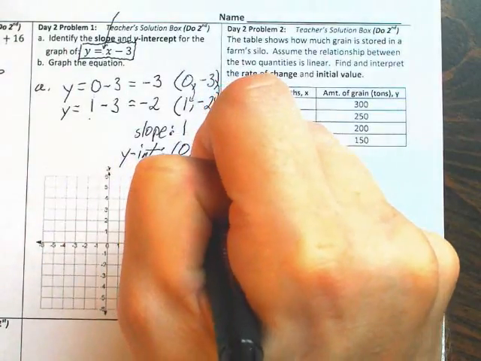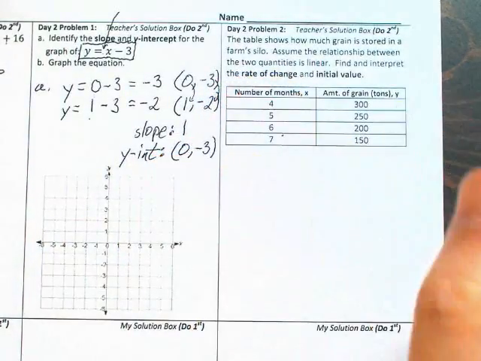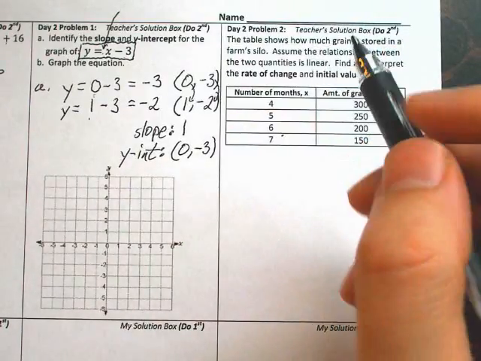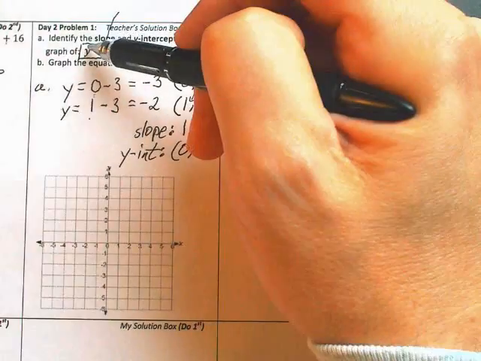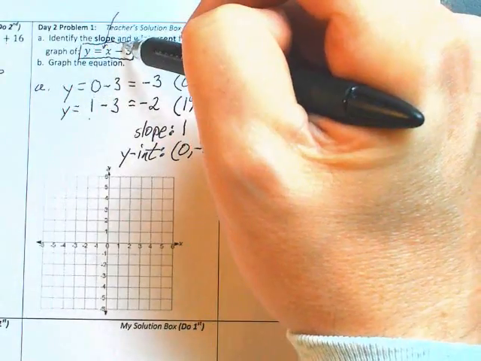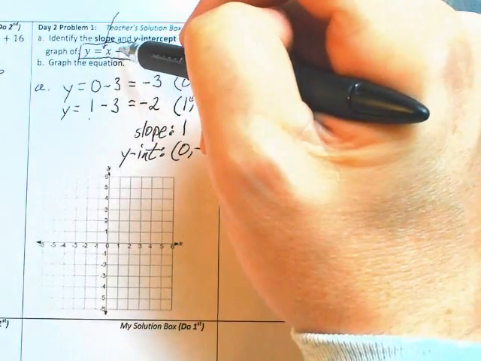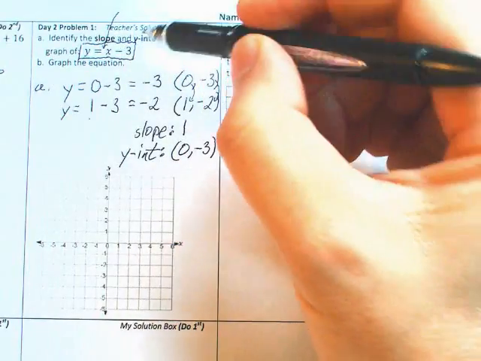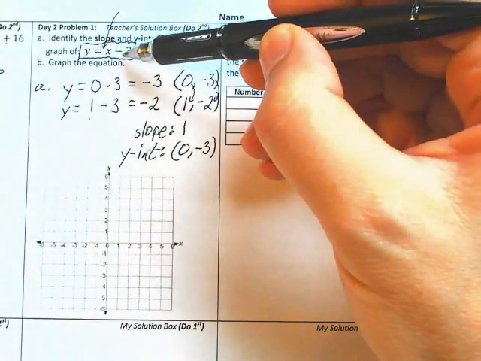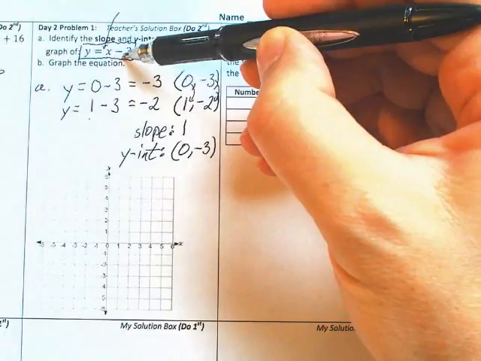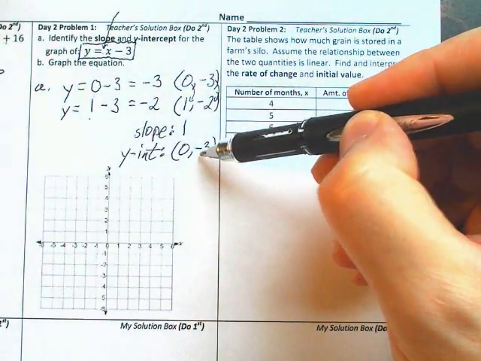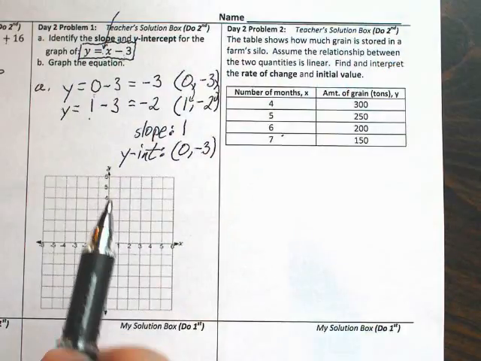(0, -3). And you might recall when we've worked on problems like this in earlier warm-ups that when the equation is in this form, the constant number, in this case minus 3, or another way to say that, negative 3, is the y-intercept. And you can see that, yes, this minus 3 matches this minus 3 that we figured out for the y-intercept. Okay? And so that's Part A.